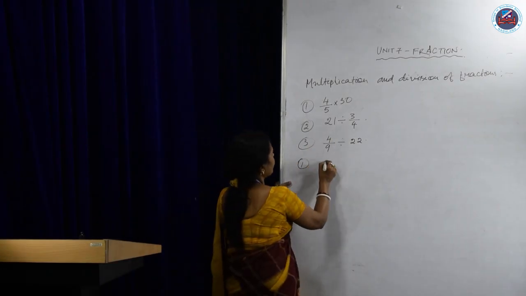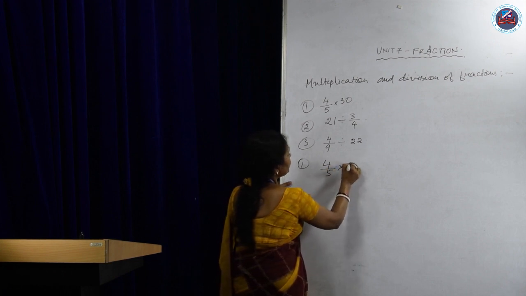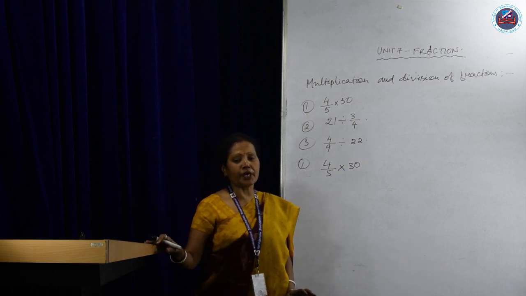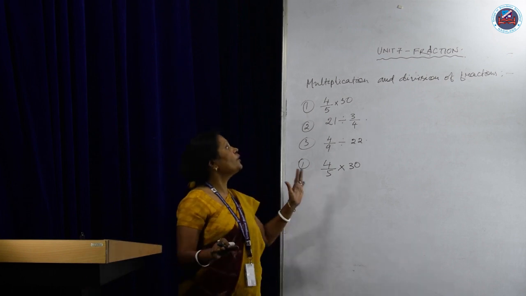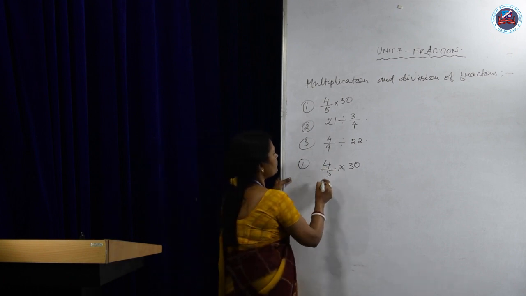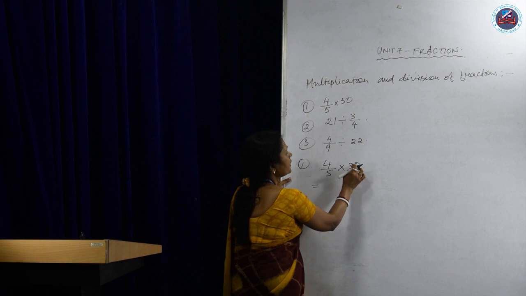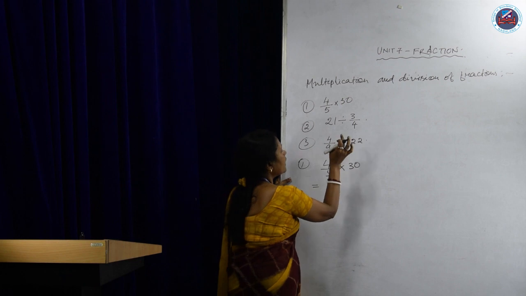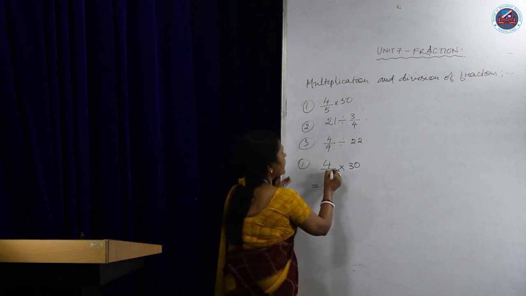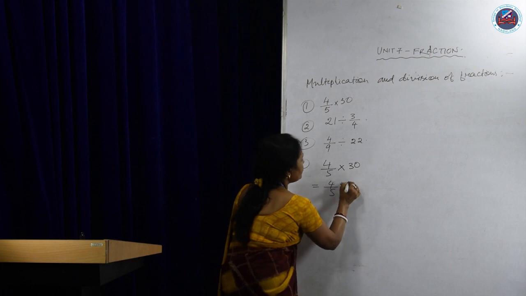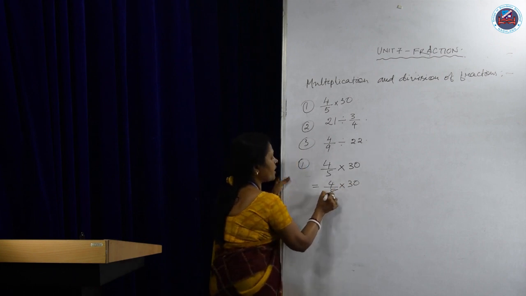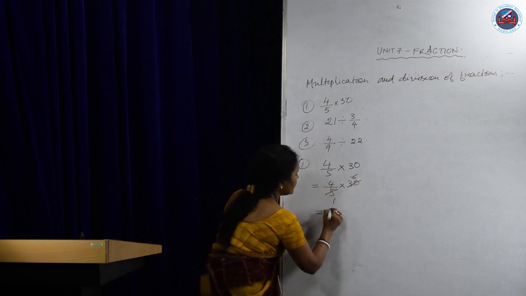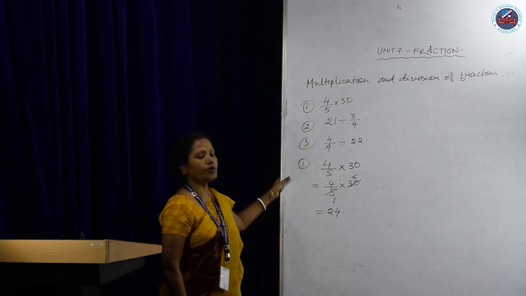First question of multiplication is 4 by 5 into 30. It is almost the same as how I have taught you in finding fractions of a quantity. You have to follow the same method here. 4 by 5 into 30: you have to divide 30 by the denominator, that is 5, then multiply the answer by 4. Here I can divide 30 by 5. 5 ones are 5 and 5 sixes are 30. And 4 sixes is how much? 24. This is how you can do it.